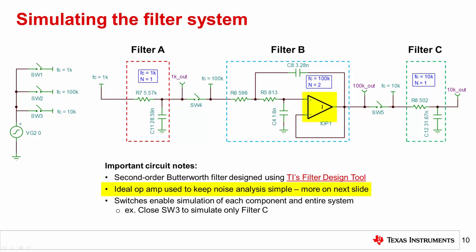An ideal amplifier was chosen for filter B in lieu of using a real amplifier to keep the noise analysis simple. This choice will be explained in more detail on the next slide. The switches at the output of the voltage source, as well as the switches between the filters, enable simulation of the entire system, as well as each individual component. For example, to determine the voltage noise density for just filter C, you would close switch 3 only. These switches are only included to make the analysis simpler and would not need to be included in a real design. Now, let's analyze the simulated results.